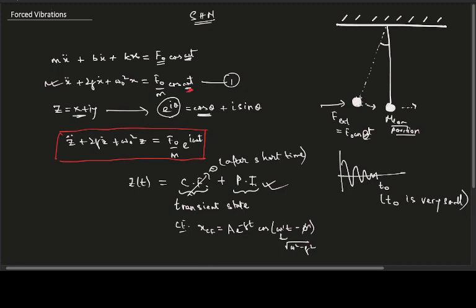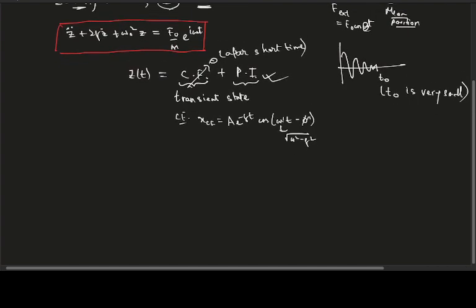So now the steady state is something, as you can say by the name, that you attain after a short time t naught. So the particular integral solution stays. So how do we solve for this particular integral?